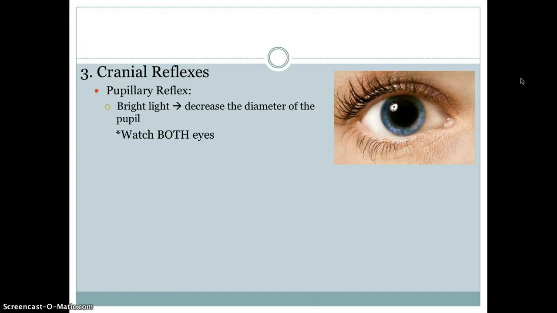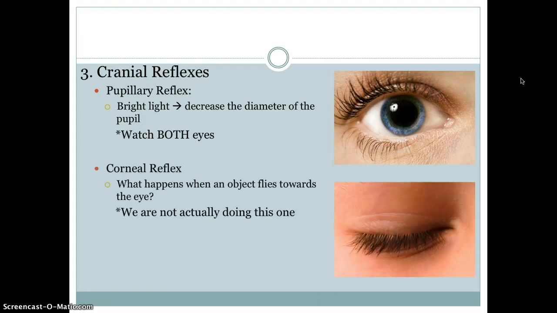You will shine a light over the eye of a partner and observe the change in diameter of the pupil. In the corneal reflex, we would have one person simulate an object flying towards the eye. Take a second and think about what would happen and why this might be an advantageous reflex. The videos give examples of functional cranial and pupillary reflexes.